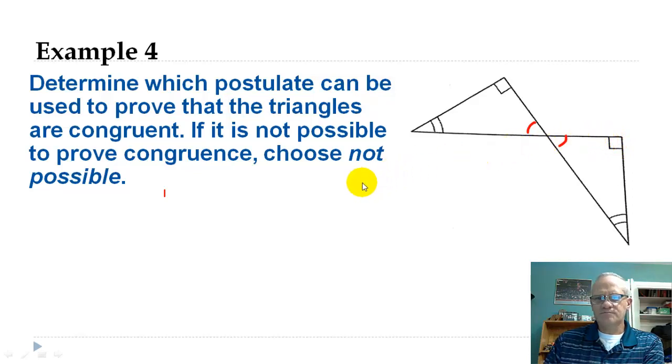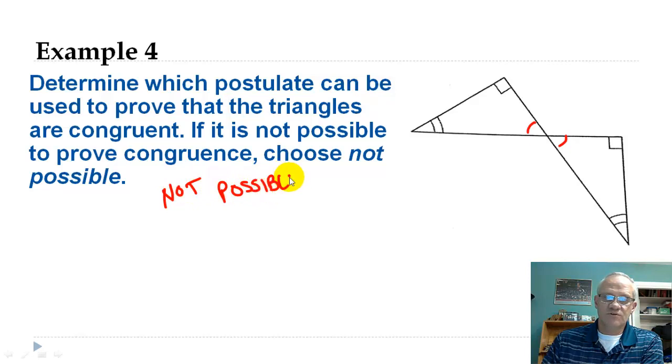But if you notice, one of the 4 things that I went over was not angle, angle, angle. We didn't have one that said angle, angle, angle, did we? We've got 3 angles here, but that doesn't necessarily mean those triangles are congruent. One of these triangles could actually be smaller than the other one and still have all the same angles, because remember, every single triangle always has 180 degrees. So just because the angles all match up does not necessarily mean they're congruent. So in this case, we would have to say this is not possible. We cannot prove this beyond a shadow of a doubt based on what we have.